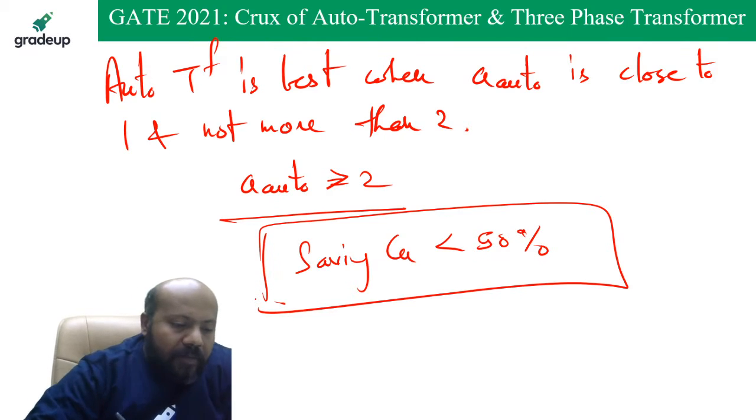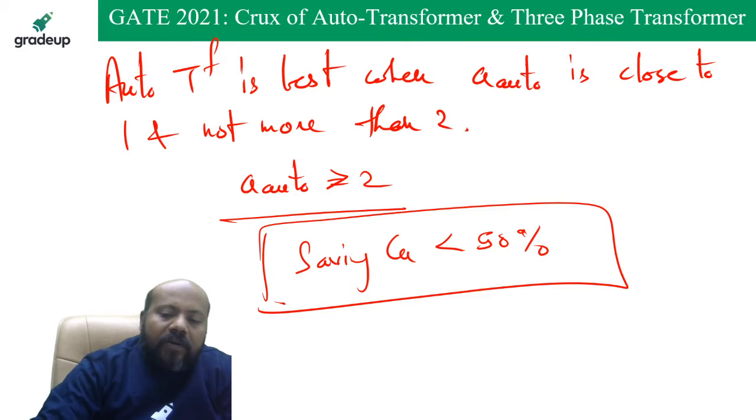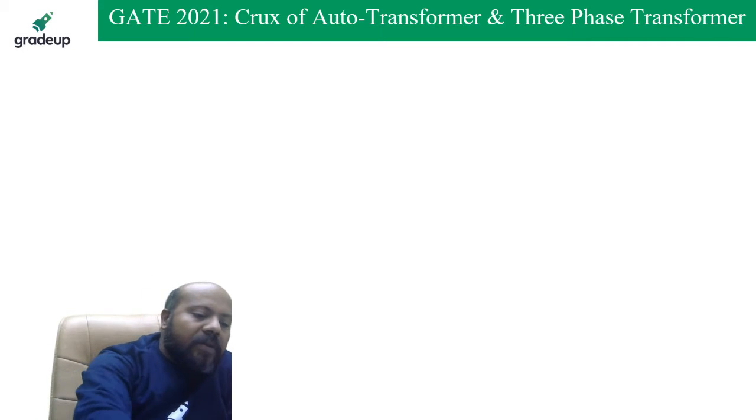Are you getting this idea? So saving is not going to be significant. That is the reason we do not use auto transformer and it is better to go for transformer. Are you getting this? This is one reason.